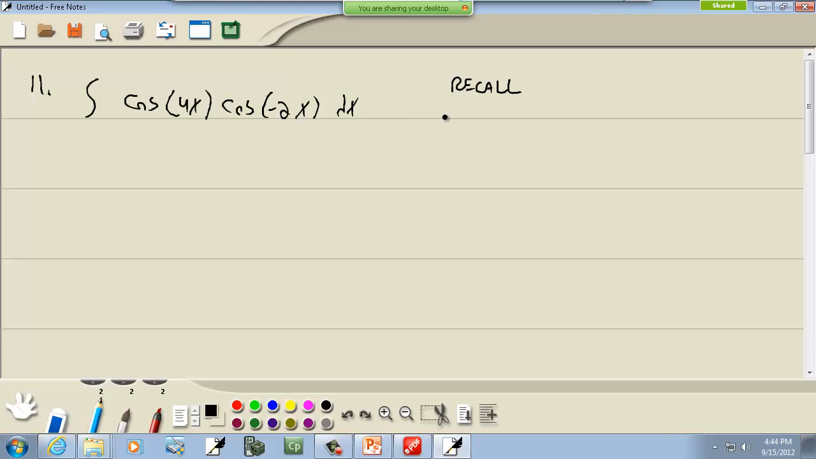Recall, cosine u, cosine v, this is our product to sum formulas from trig, is 1/2 cosine u minus v plus cosine of u plus v. Well, in this particular problem, this would be u and this would be v.